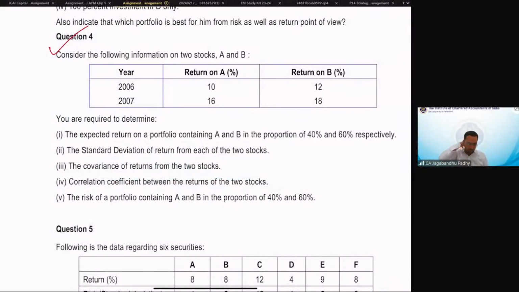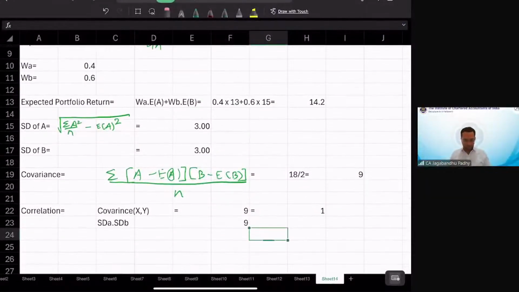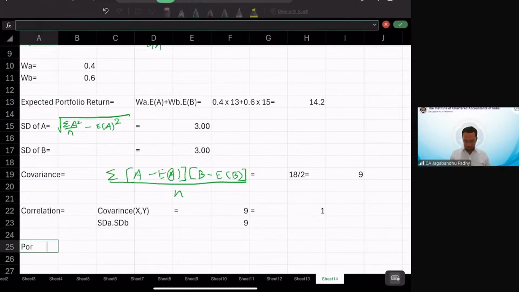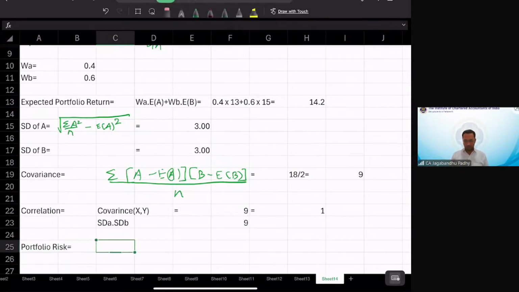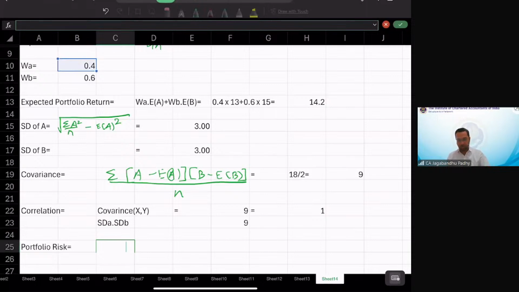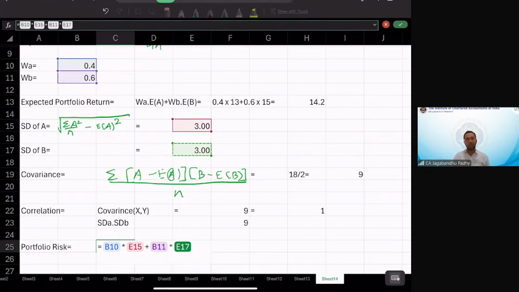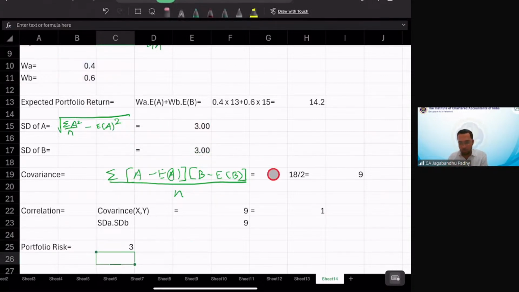So once we get the correlation as 1, they ask for the risk of the portfolio containing A and B in the weightage of 40 and 60. Okay, so the weightage is already given. So you can calculate portfolio risk to be simply weightage of A into standard deviation of A plus weightage of B into standard deviation of B. I can simply take a weighted average over here because the correlation is 1. So as the correlation is 1, we can simply take a weighted average of the standard deviation numbers. Right? Correct, guys?